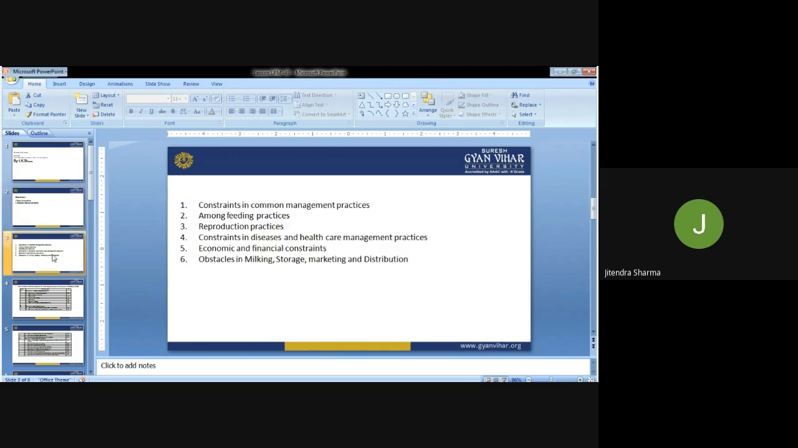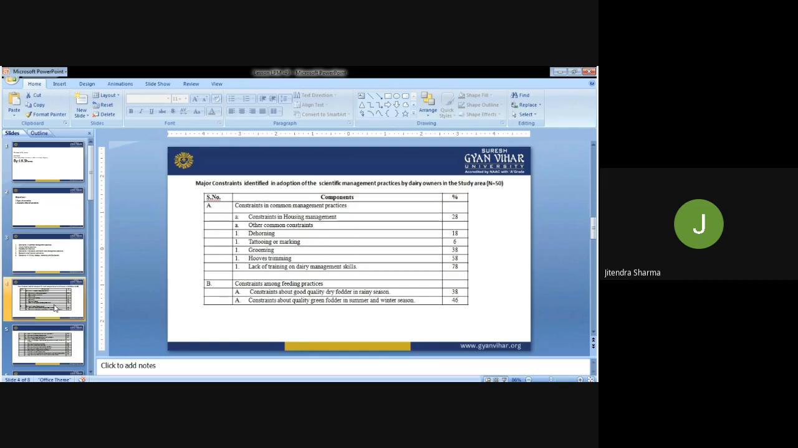So first, let us see how many types of constraints there generally are, as observed by the researchers: constraints in common management practices, constraints in feeding practices, constraints in reproduction practices, constraints related to disease and healthcare management practices, economic and financial constraints, and then obstacles in milking, storage, marketing, and distribution. These are the constraints that were identified and thoroughly discussed with the dairy owners, and the outcome of that discussion is mentioned in tabular form over here.